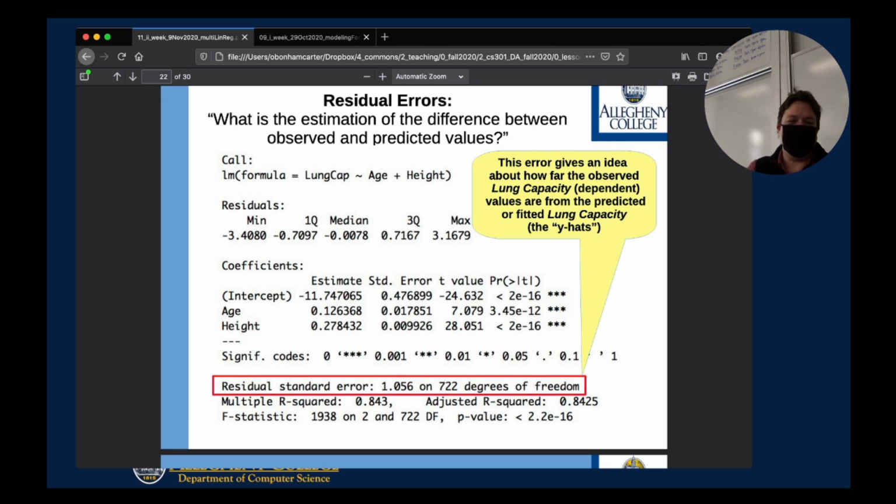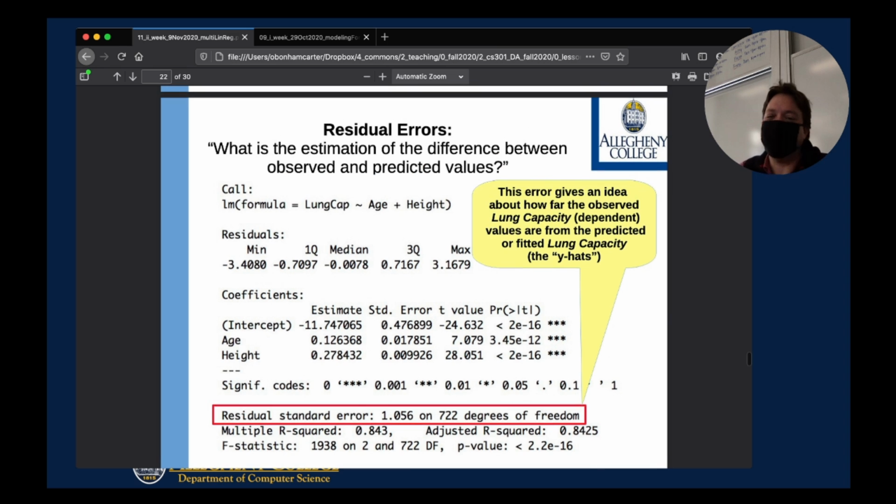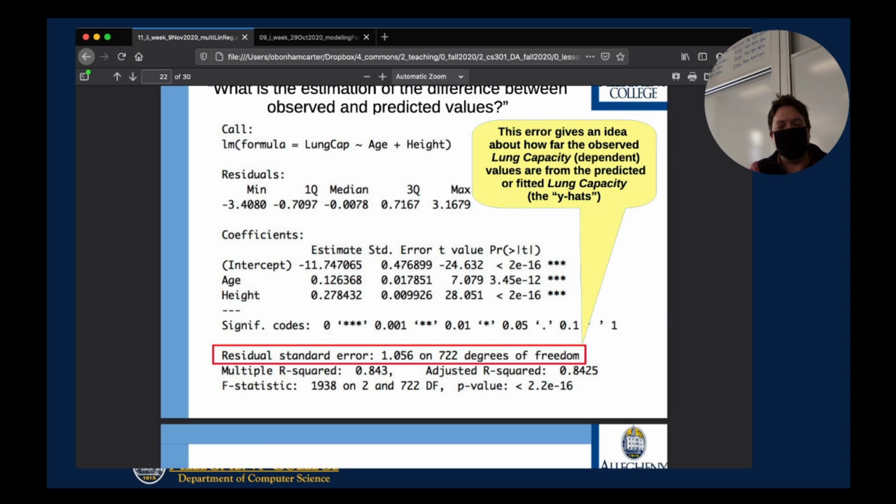This is the residual standard error. I'll just read this. This error gives an idea about how far the observed lung capacity, or the dependent variable values, are from the predicted. So this is kind of like your residual, remember the residual value, the RSS values that we were talking about? Kind of like how far do the points fall from where the model is actually predicting that they do fall? So this is your standard error. And you can use this to determine maybe the goodness of fit for your particular model.